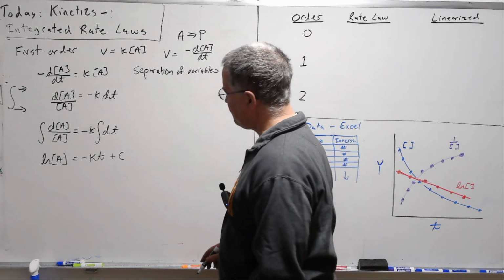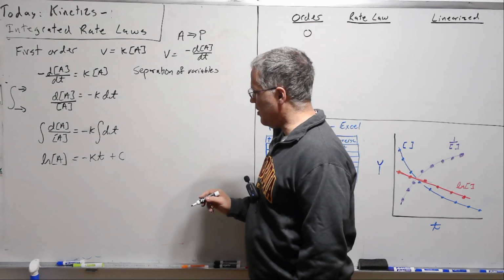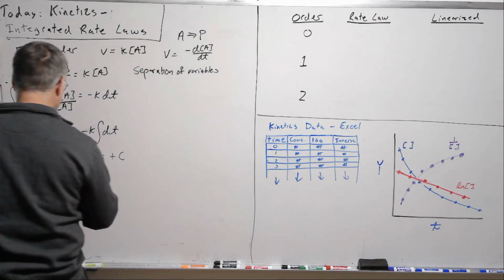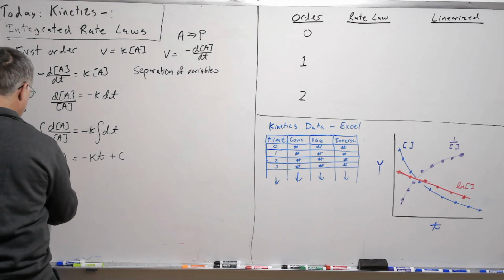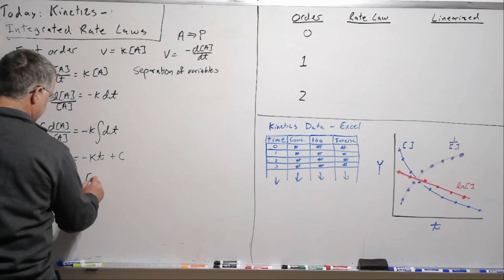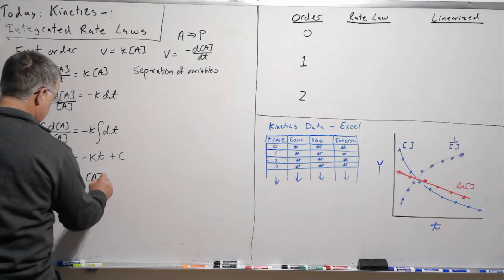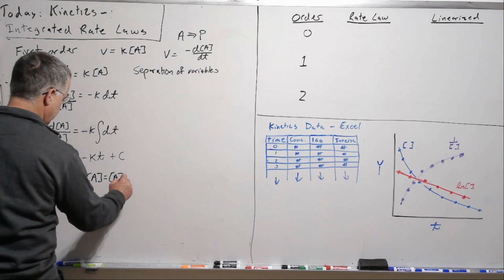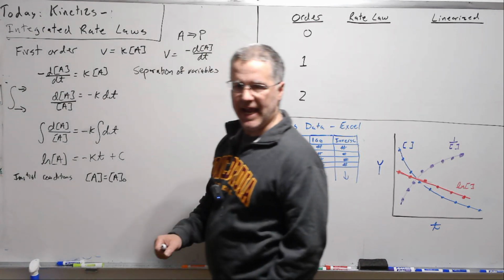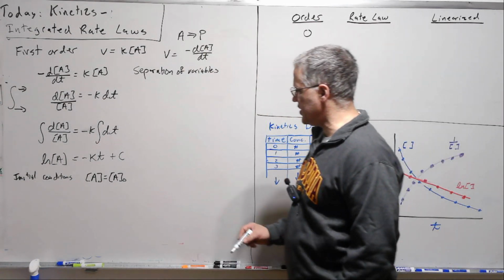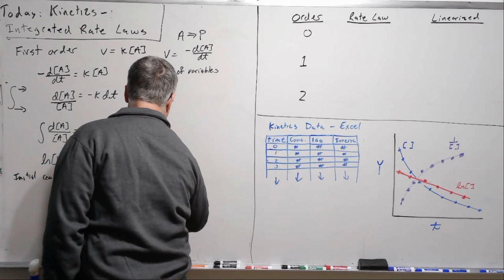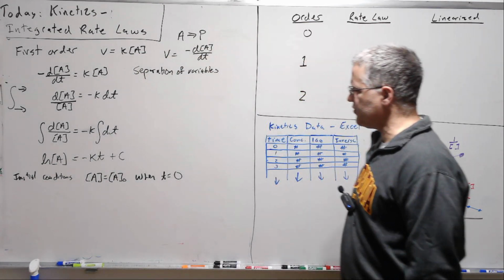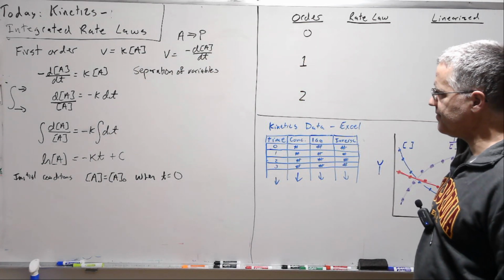Okay, what we need to do now is apply the initial conditions. So A equals A naught, some kind of starting concentration, when t equals t naught, or when t equals 0. For convenience, we'll say we start the reaction at time equals 0.